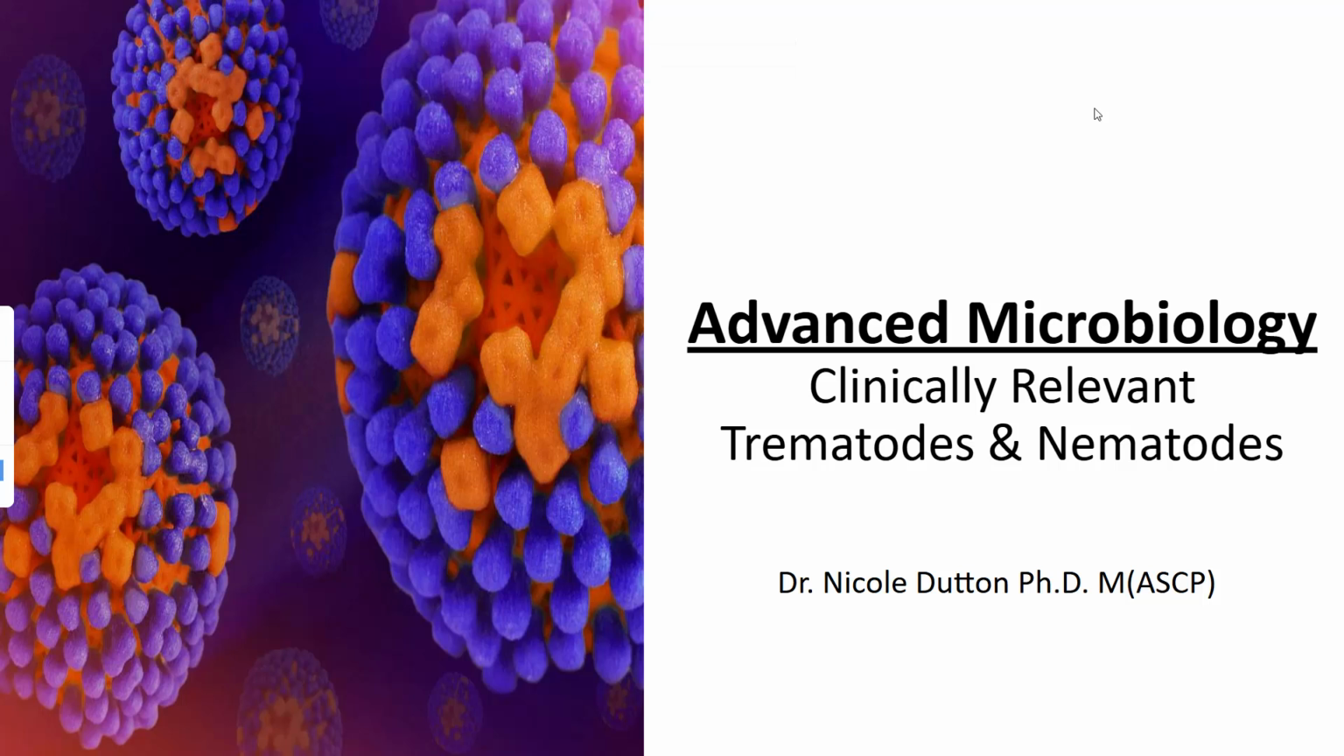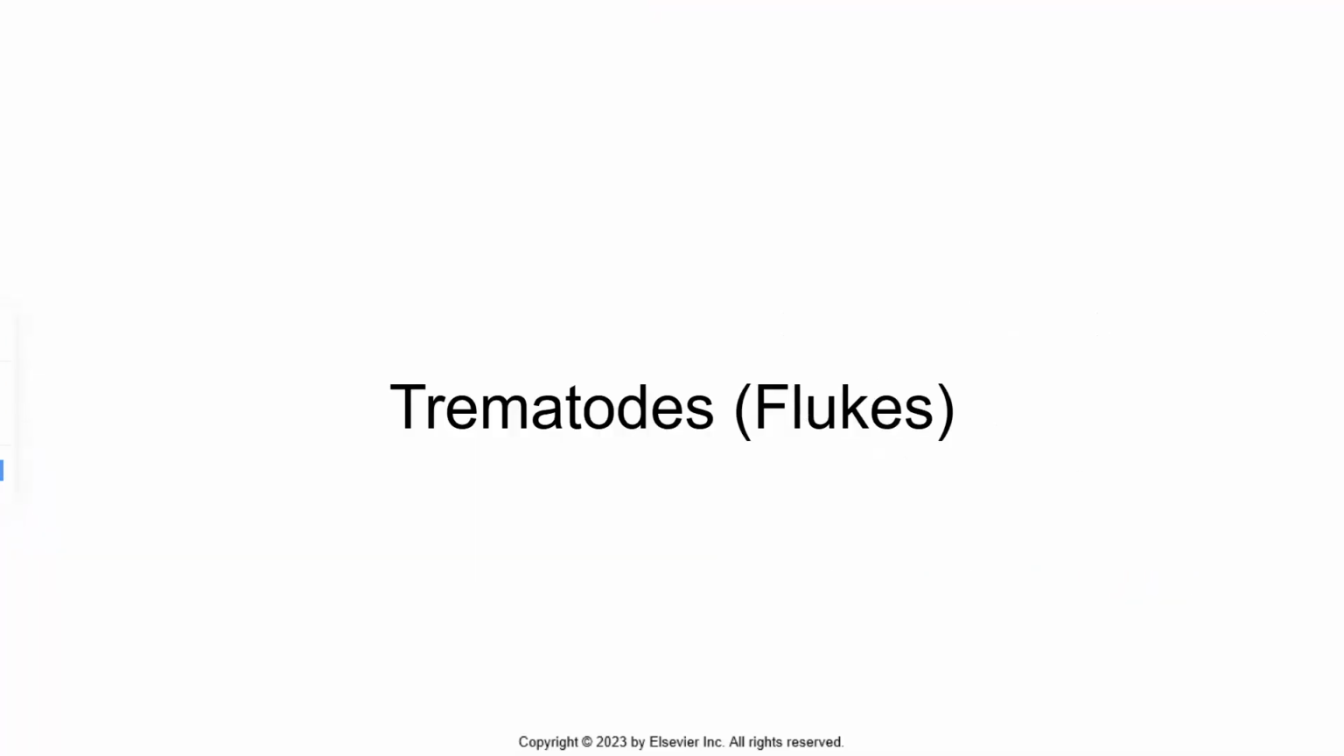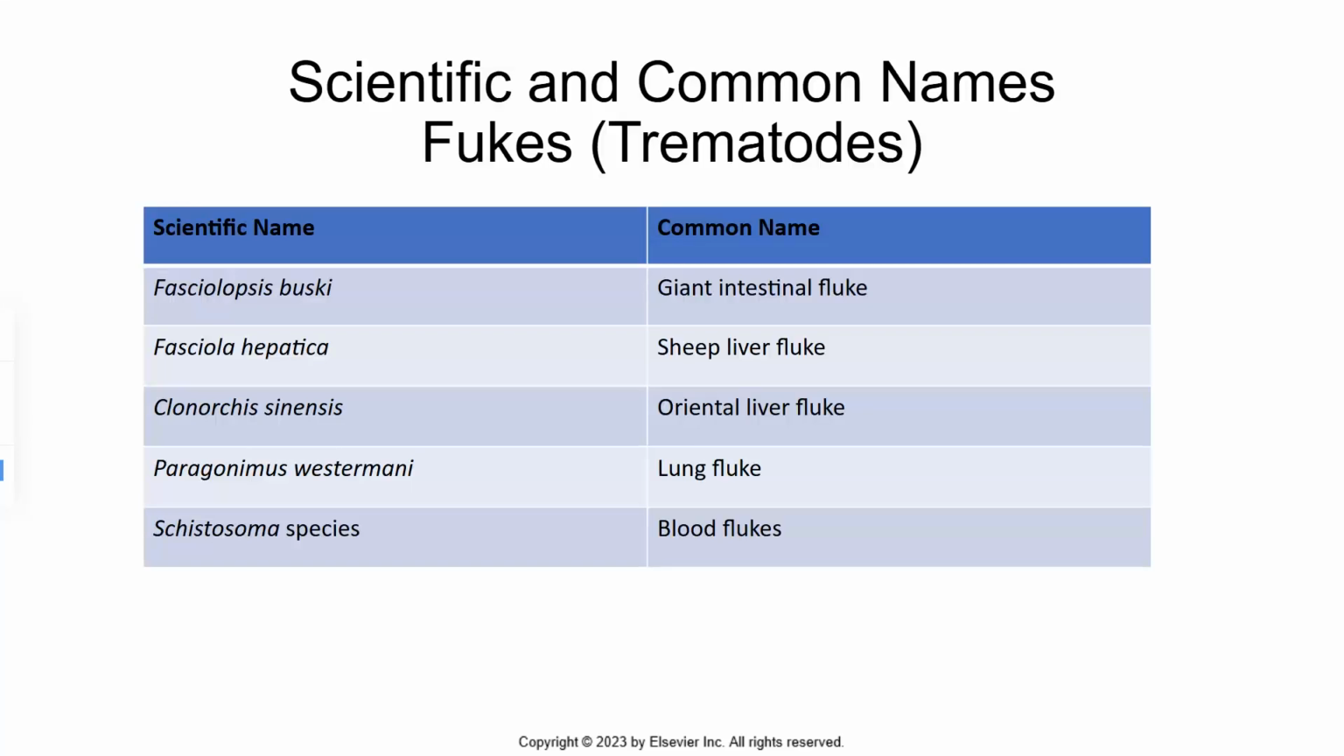Clinically relevant trematodes and nematodes. So starting with the trematodes. Trematodes are also known as flukes. The most common clinically relevant ones are going to be Fasciolopsis buski, Fasciola hepatica, Clonorchis sinensis, Paragonimus westermanni, and Schistosoma species. You should know the common name as well as the scientific name.